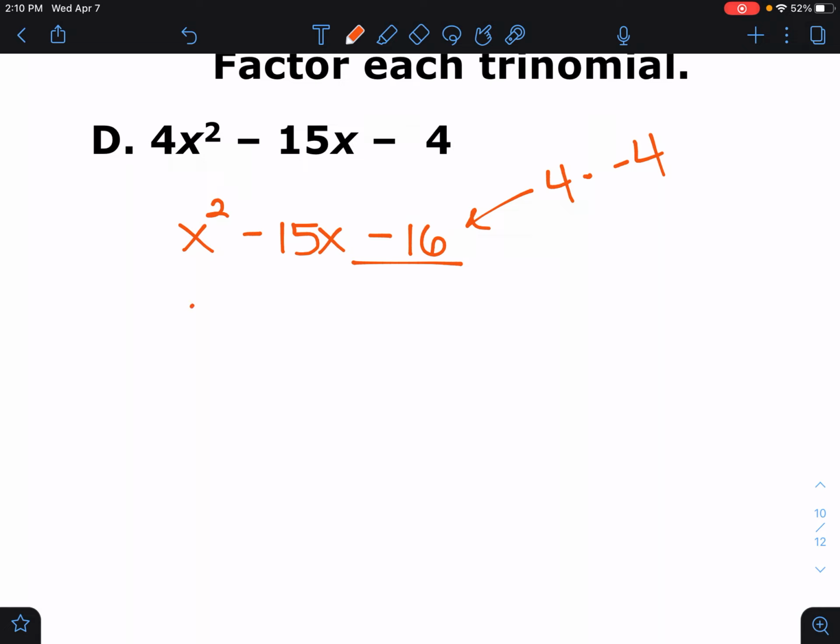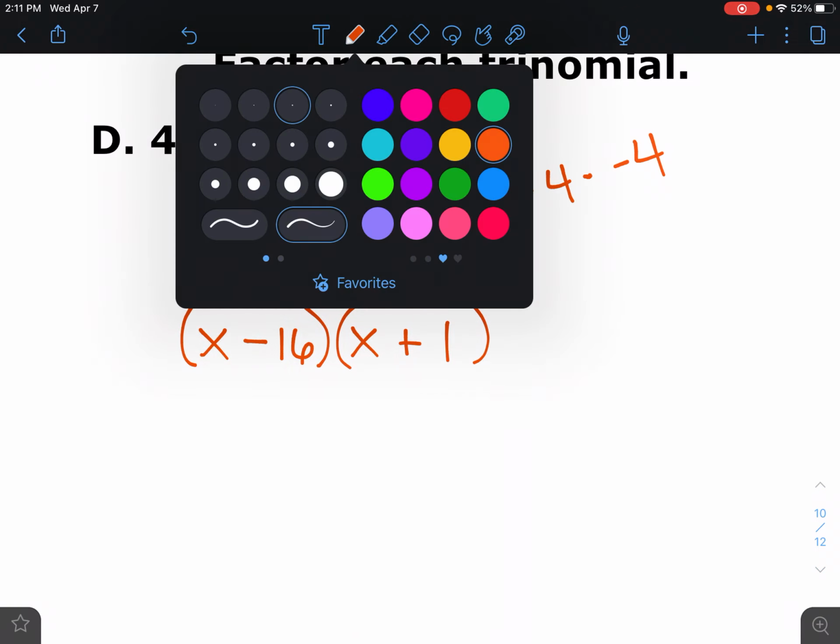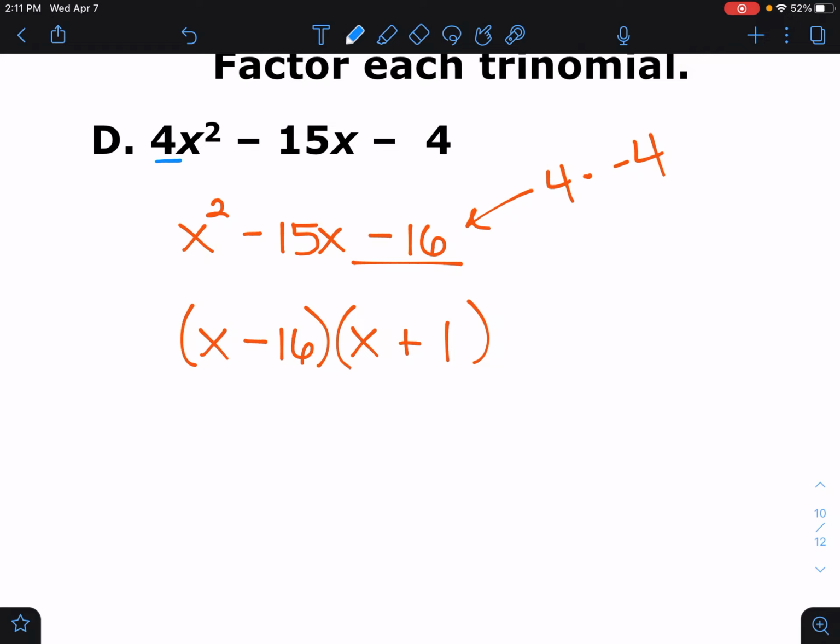Okay, I'm going to factor this. Two numbers that multiply to be negative 16 but add up to be negative 15. So that would be negative 16 times positive 1. Okay, and now this 4, right, is going to go here and here. We're going to reduce. So this would be x minus 4. 16 divided by 4 is 4. And this, reduce 1/4, we still get 1/4.